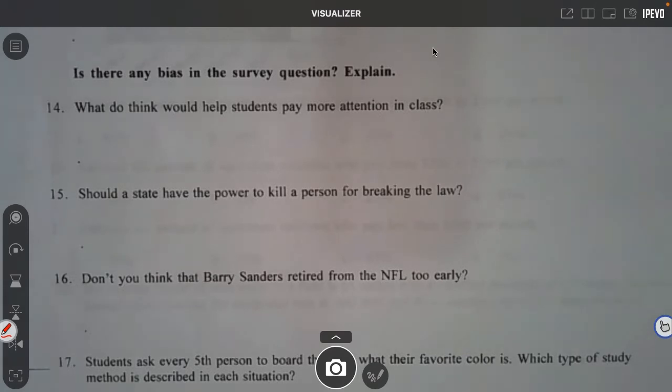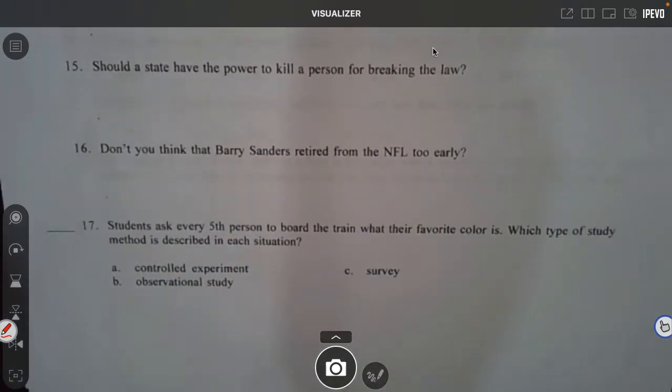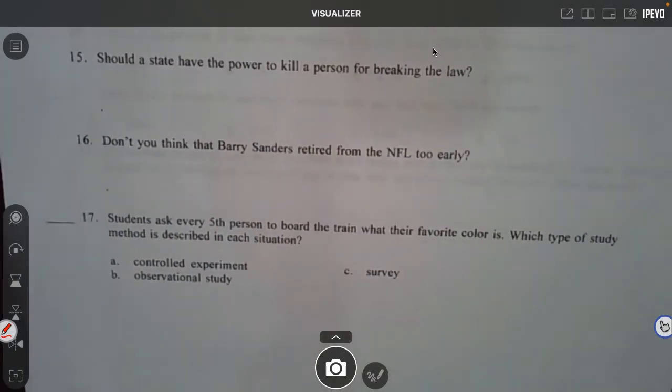Oh, I didn't see this one. Students ask every fifth person to board the train what is their favorite color? Which type of study method is described in each situation? Survey, controlled experiment, or observational?